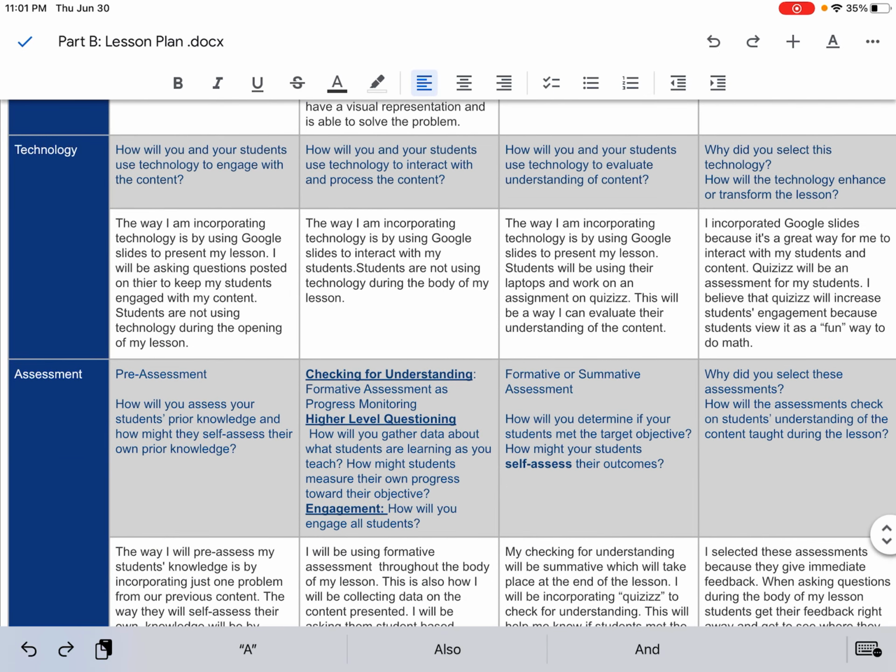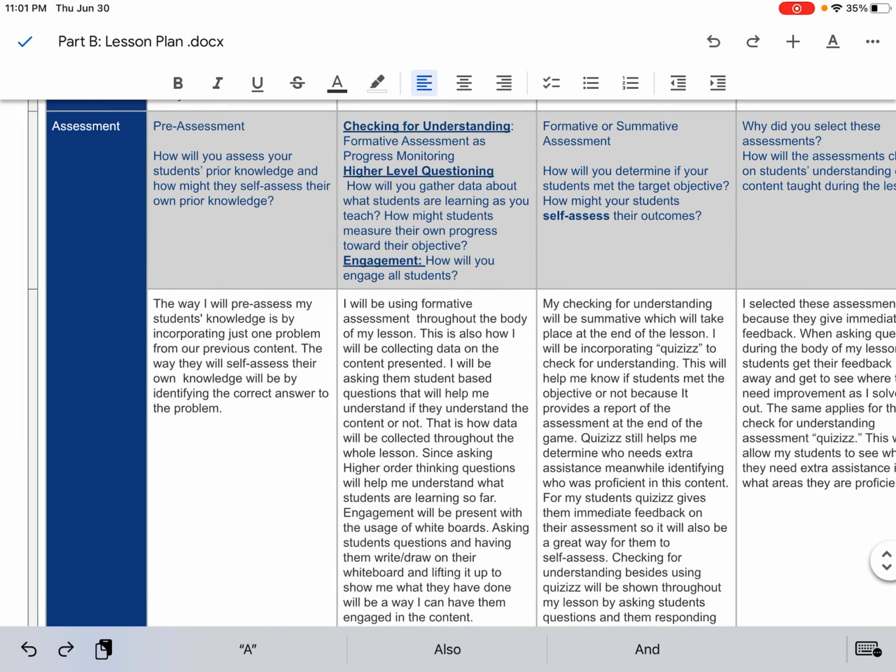So then if we go on, it talks about technology. How will you and your students use technology to engage with the content? As I mentioned earlier, I had a Google Slides presentation. So that's a source of technology because they're interacting with me and with the slides. So I talked about Google Slides, and then towards the end of my lesson, I'm going to use quizzes.